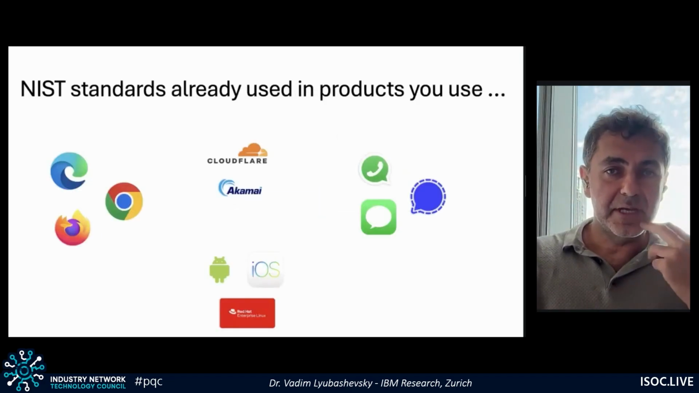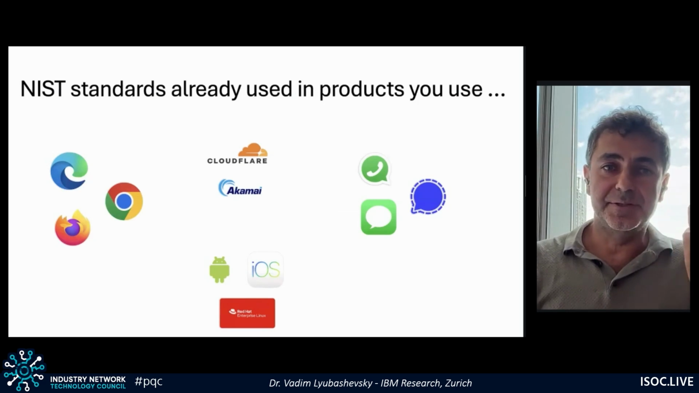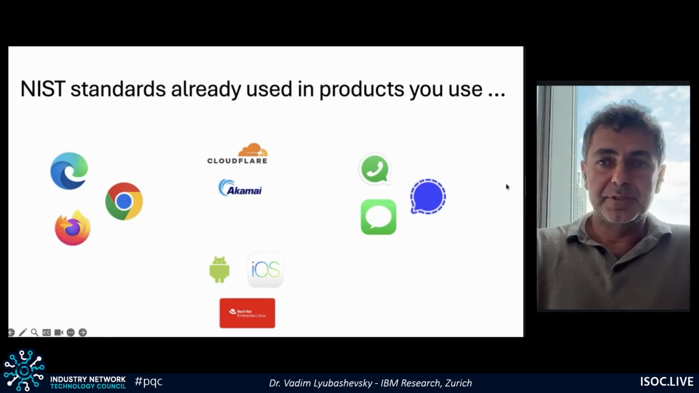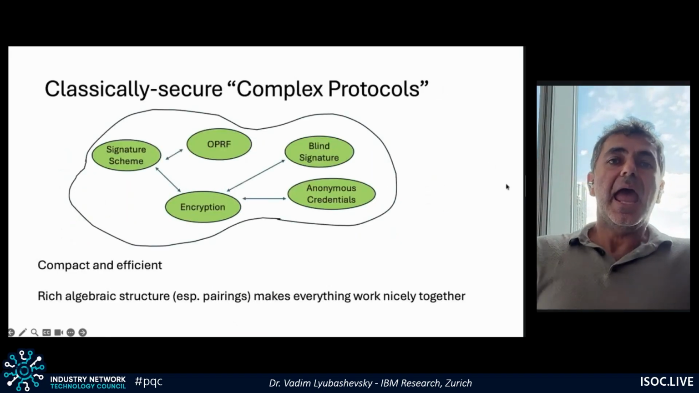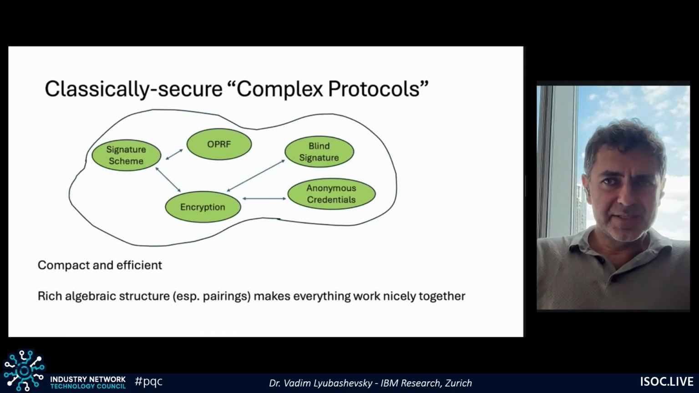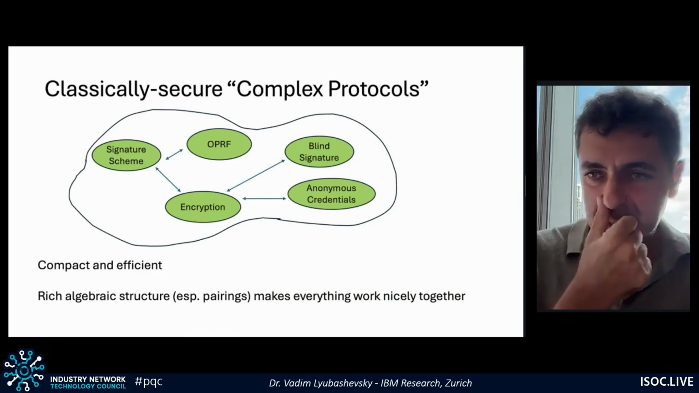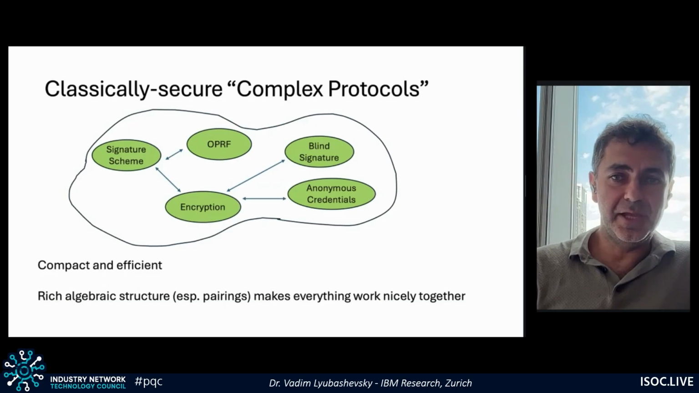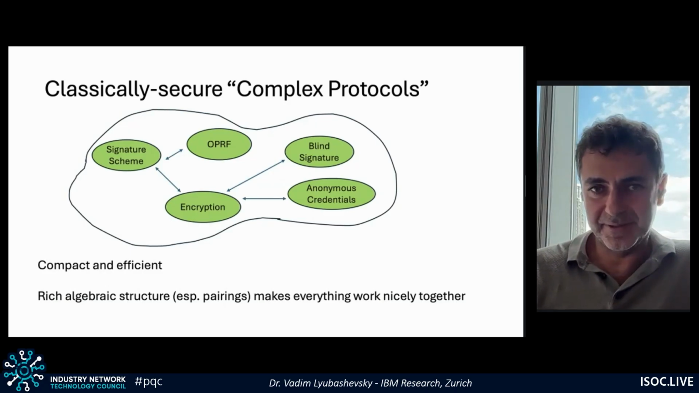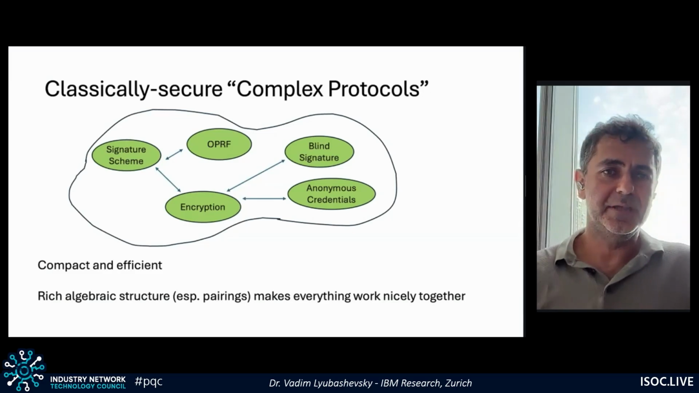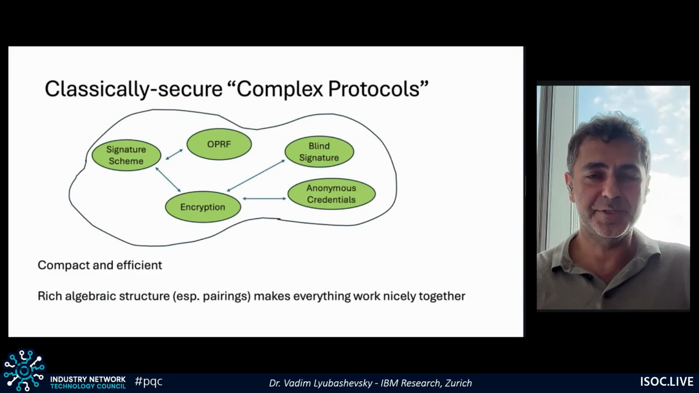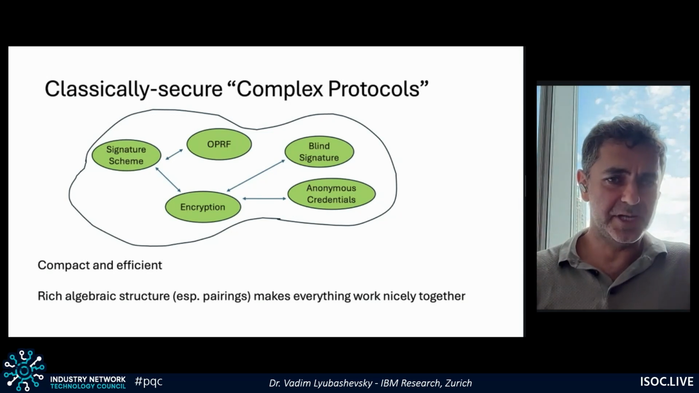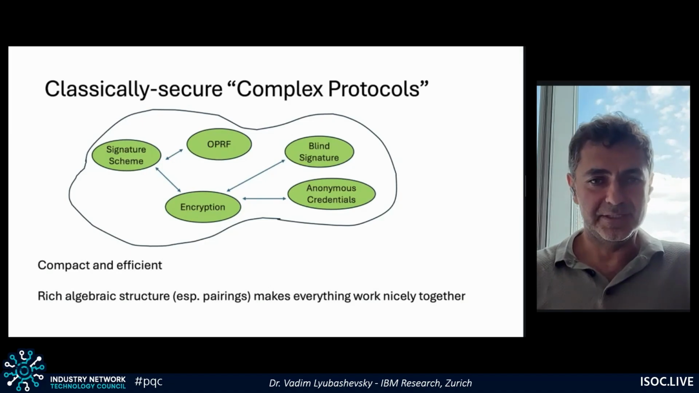And these standards, especially ML-KEM, are already used in many standards. So browsers, network providers, messengers already use these NIST standards. But when thinking about more advanced schemes, things get a little more murky, because more advanced schemes may use much more advanced foundational primitives. So they could use blind signatures, anonymous credentials. If you don't know what they are, don't worry about it. I'm just saying this is something more advanced than just a signature scheme and encryption. They interface with each other, and there's some rich algebraic structure that makes everything work nicely together.